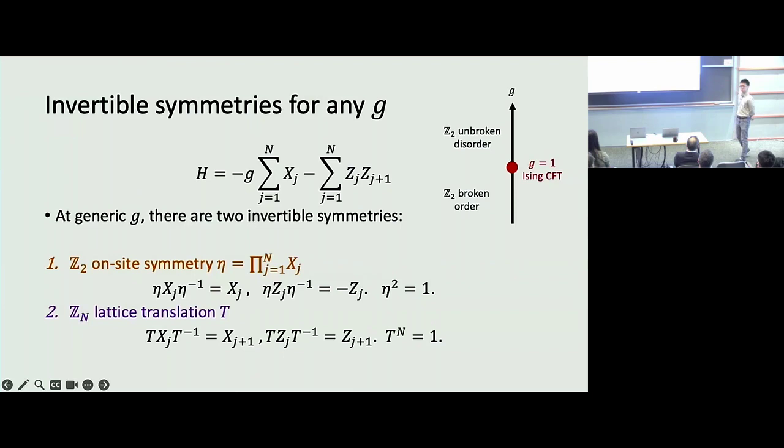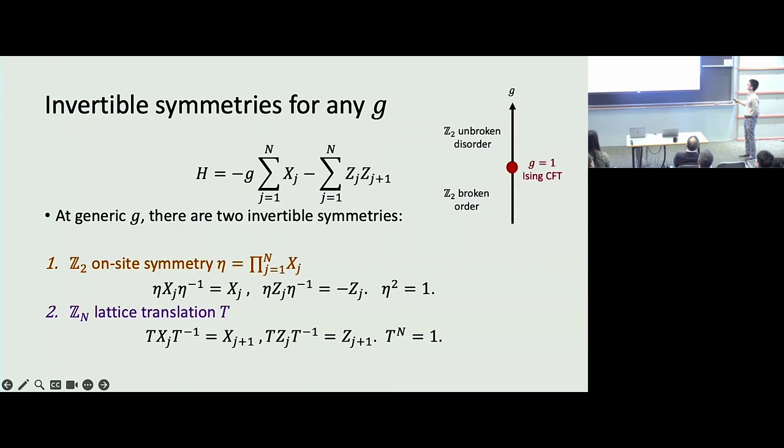This Hamiltonian realizes the simplest Landau paradigm. The phase diagram looks like this. When g is very small, the second term dominates, and we're instructed to diagonalize all the qubits to be in the same direction. They can all be pointing up, or they can all be pointing down. And that's the phase where the Z2 global symmetry is spontaneously broken. In the particle field theory language, you have a double well potential. So this is a Z2 broken phase. In condensed matter physics, we call it the ordered phase.